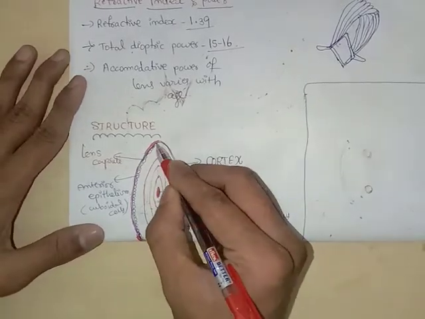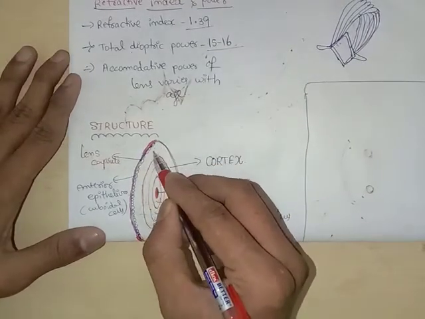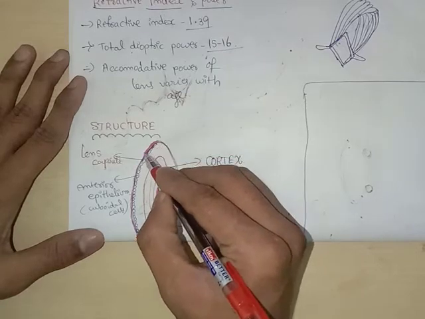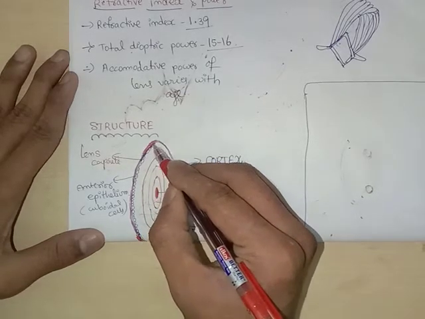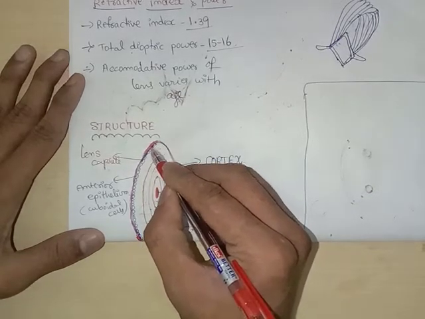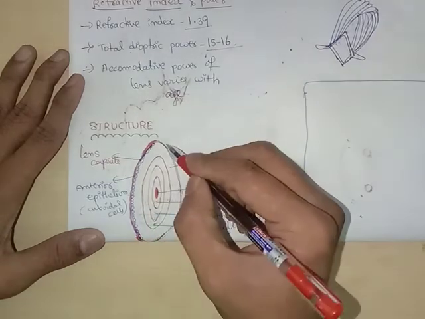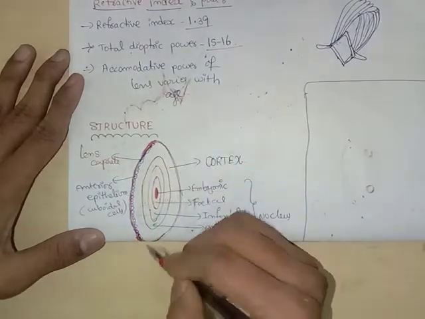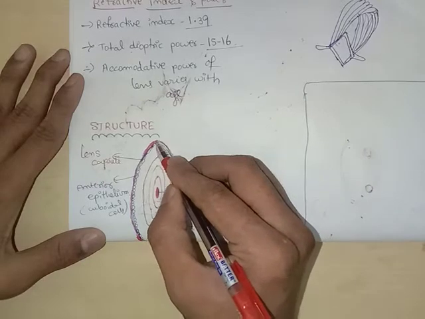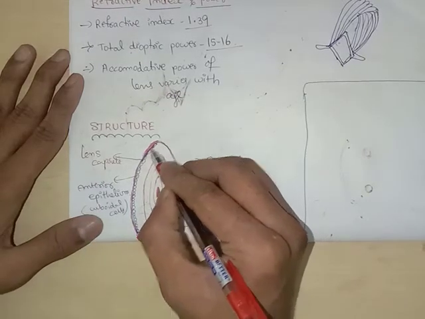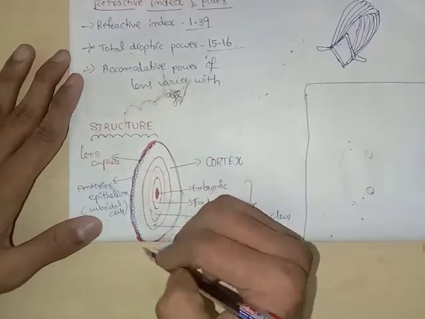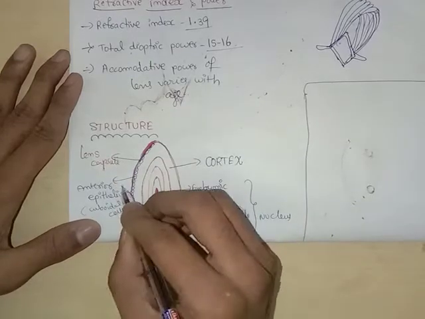Now see, first the lens is covered by the capsule, the lens capsule. It is thick in the anterior side and thinnest in the posterior side, and also in the pre-equatorial area it is thickest. This is about the lens capsule.